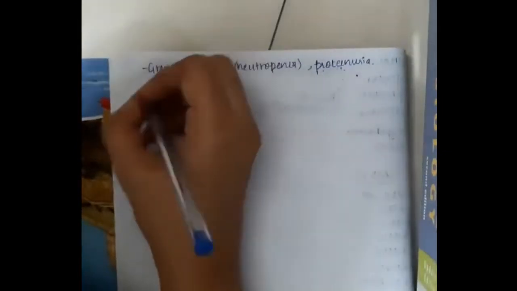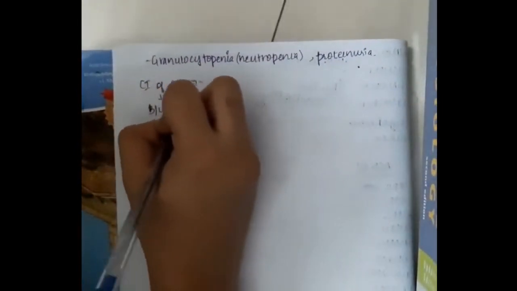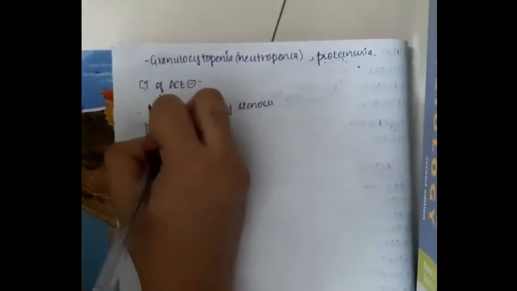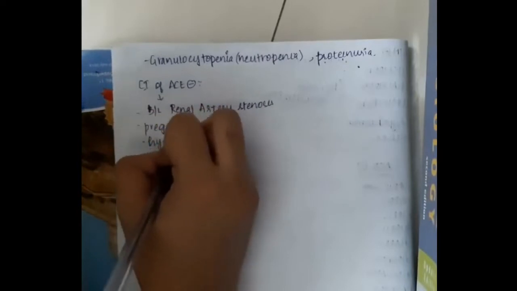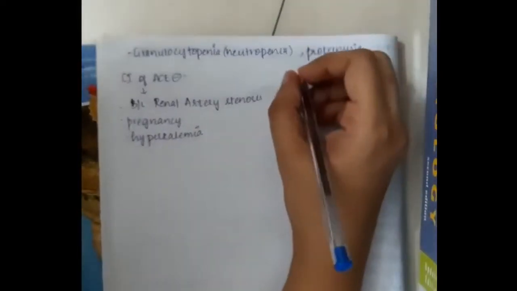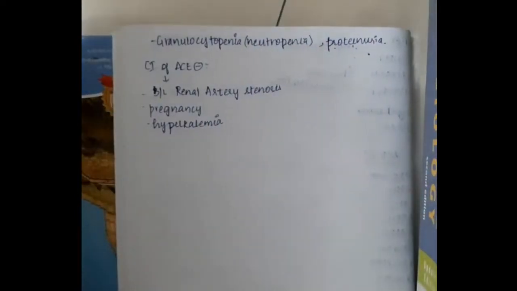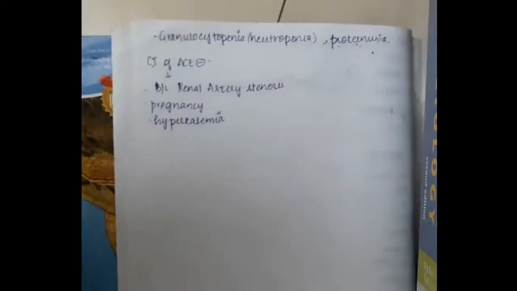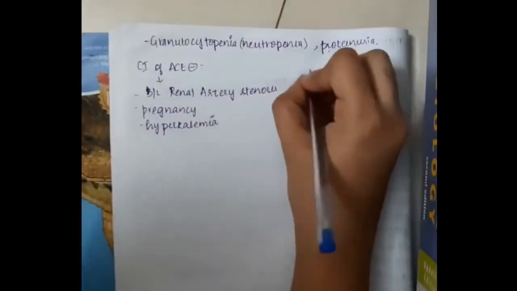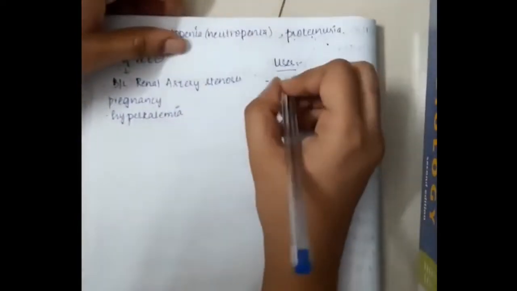Next we have to learn about contraindications of angiotensin converting enzyme inhibitors. The contraindications are bilateral renal artery stenosis, pregnancy and hyperkalemia. So in all these conditions, angiotensin converting enzyme inhibitors are contraindicated. What are they? Renal artery stenosis, pregnancy and hyperkalemia.